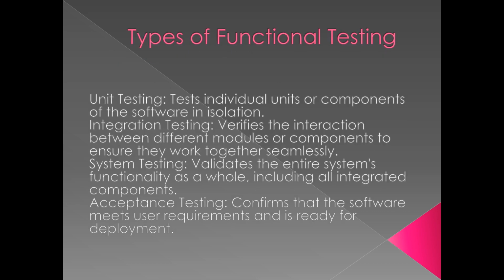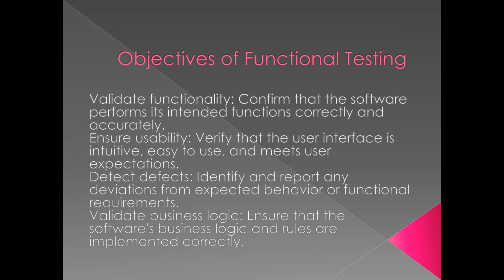Types of functional testing. Unit testing tests individual units or components of the software in isolation. Integration testing verifies the interaction between different modules or components to ensure they work together seamlessly. System testing validates the entire system's functionality as a whole, including all integrated components. Acceptance testing confirms that the software meets user requirements and is ready for deployment.